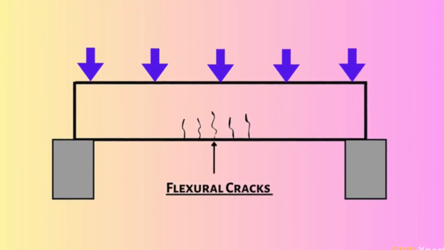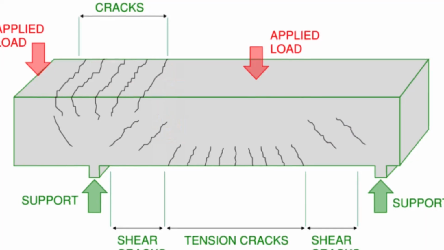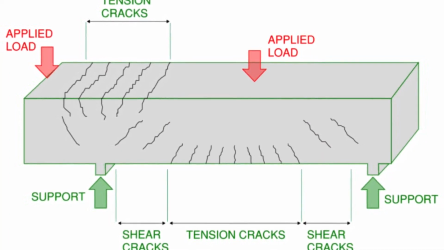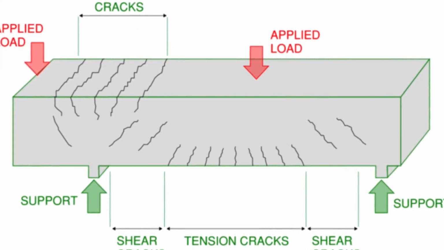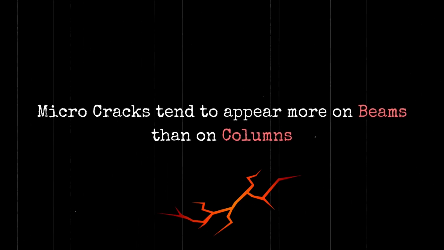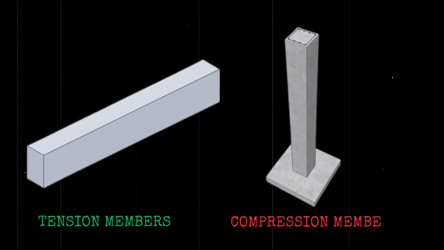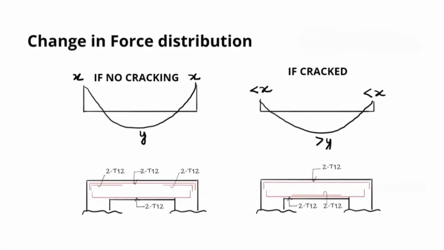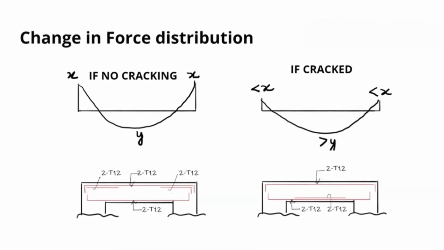When I say crack, I'm not talking about large cracks. I mean micro cracks. The tension in the members will cause these micro cracks to appear. This is because beams are tension members, and micro cracks tend to appear more on tension members. This is why micro cracks appear more on beams than columns, because beams are tension members, while columns are compression members. When this beam cracks, the stiffness reduces, the rigidity reduces, and the moment of inertia also reduces.